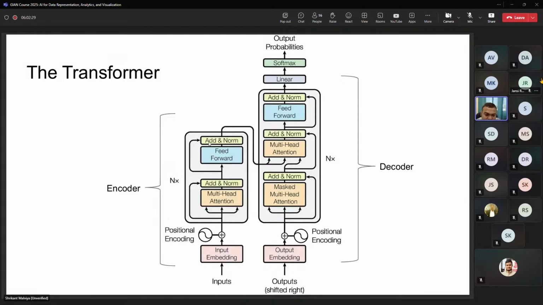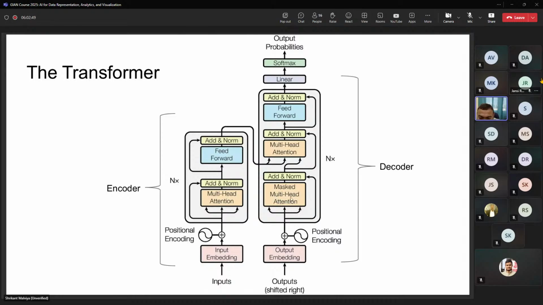And I told you why residual addition and normalization is required. So that was the encoding node. The decoding node is also very much the same, but it has two multi-head attentions.